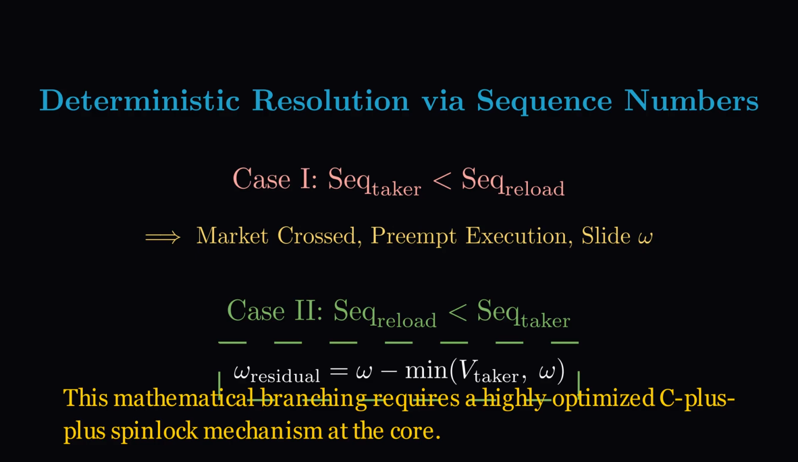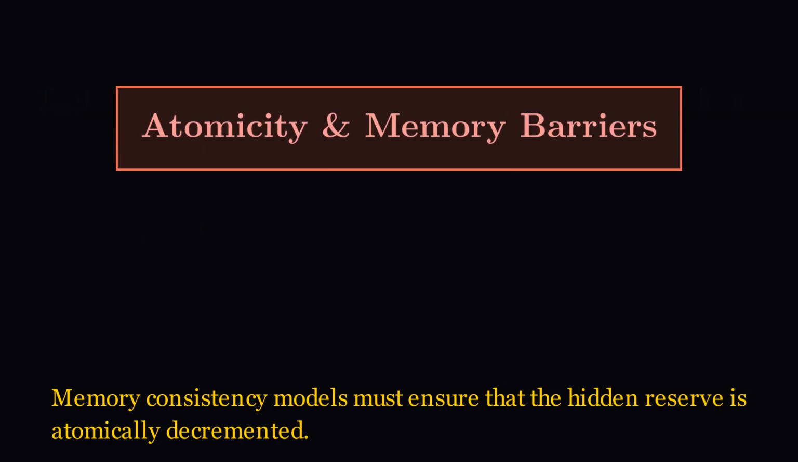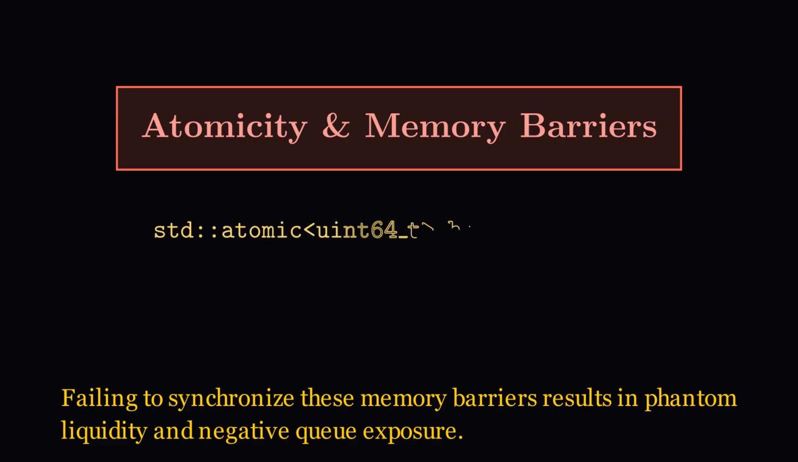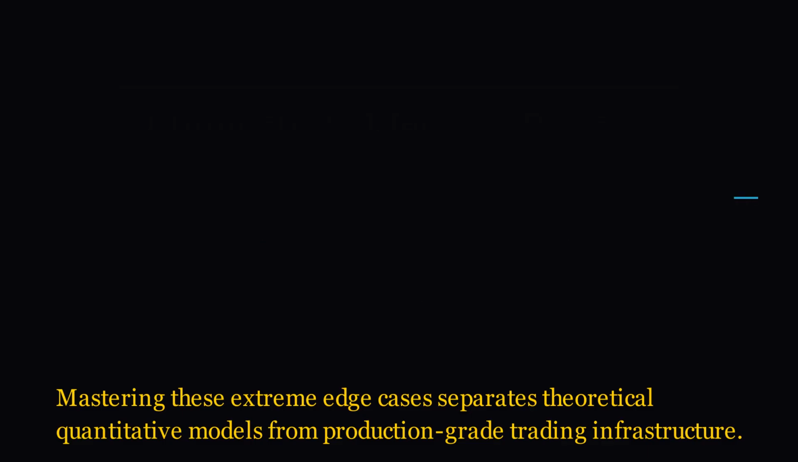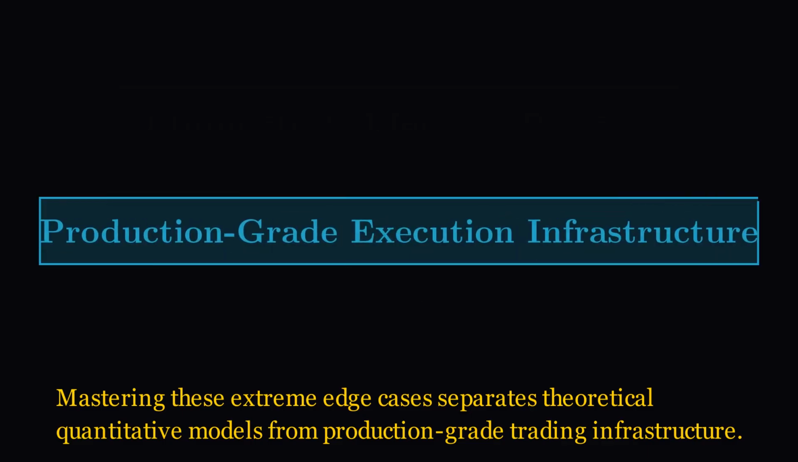This mathematical branching requires a highly optimized C++ spin-lock mechanism at the core. Memory consistency models must ensure that the hidden reserve is atomically decremented. Failing to synchronize these memory barriers results in phantom liquidity and negative Q exposure. Mastering these extreme edge cases separates theoretical quantitative models from production-grade trading infrastructure.